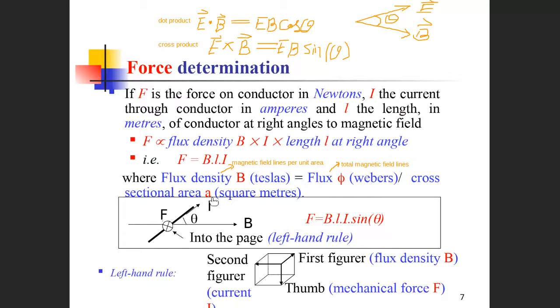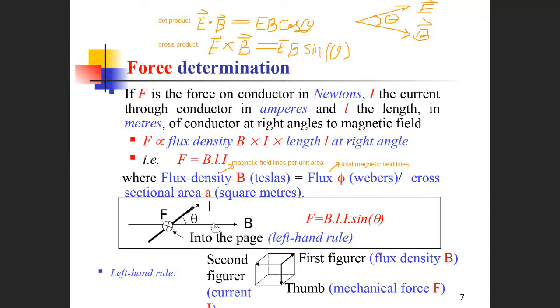If you have a coil with cross-section area A, the total flux lines over the sectional area A, that is the flux density B, is used to describe the strength of the magnetic field.